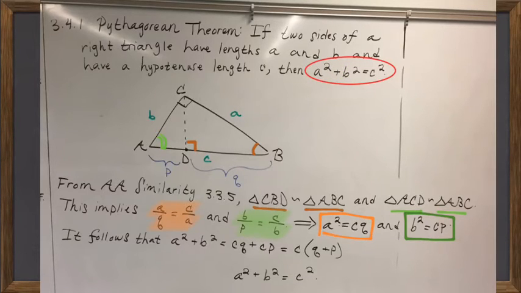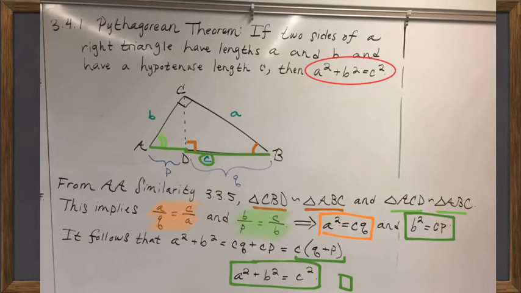But when we do that, the right-hand side is c times the quantity q plus p, and because by definition and by the collinearity of A, D, and B, p plus q gives us c. And hence c times the quantity q plus p is the same as c times c, giving us the Pythagorean theorem as a consequence. So this is, I think, a really neat proof of the Pythagorean theorem using what might be a bare minimum of assumptions that we know about geometry.